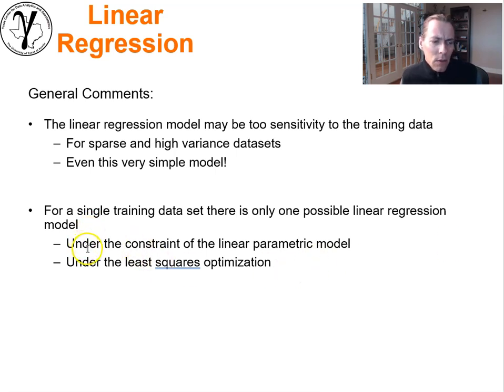While this is a good fit under the constraint of the linear parametric model and least squares optimization, and it's the very best estimate that does minimize the L2 norm, we may still consider this not to be suitable because of the issue around high model variance. So what are we going to do?